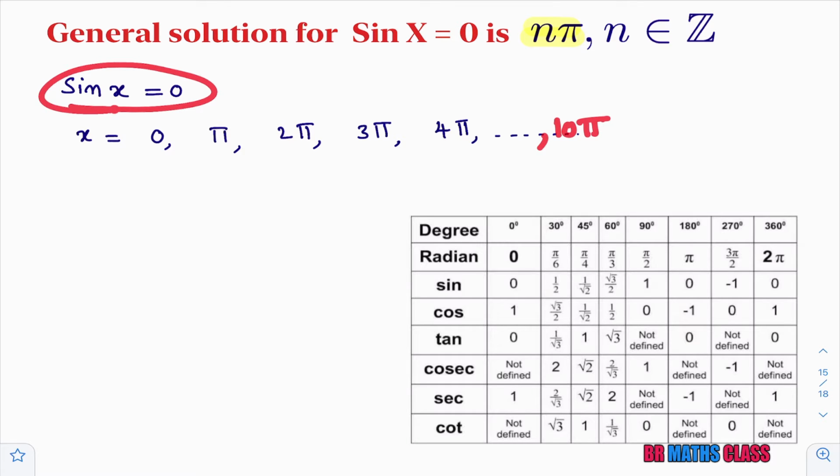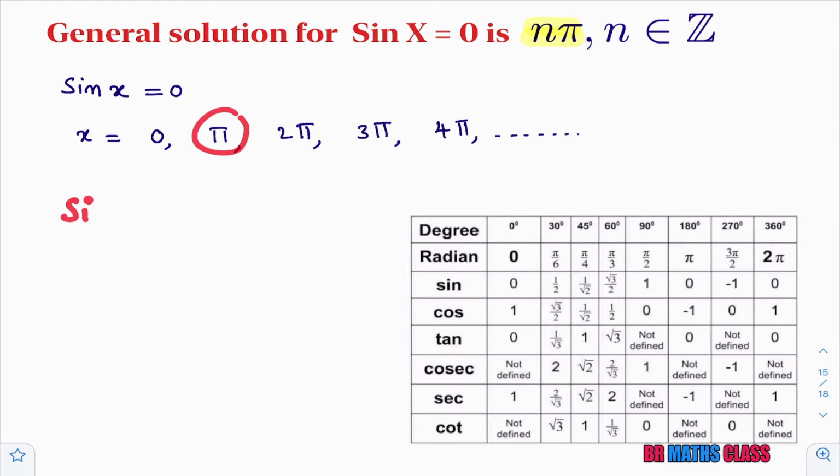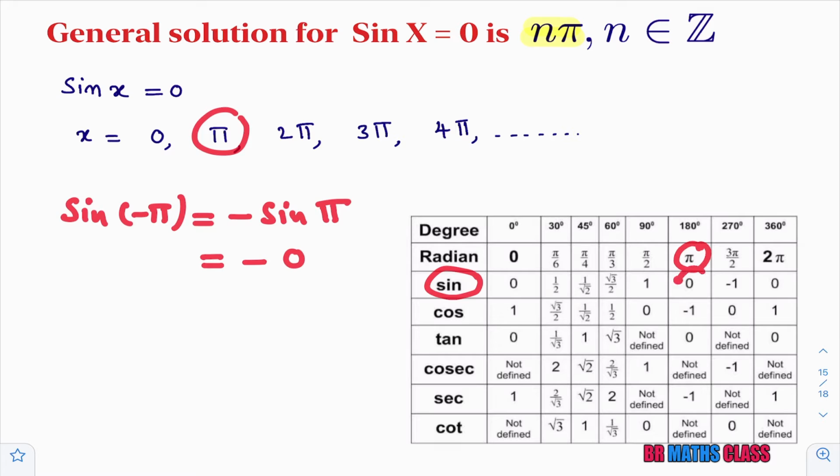Yes. What is the sin 100 pi value? Sin 100 pi value is 0. What is the sin 45 pi value? Sin 45 pi value is 0. Not only that, sin of minus pi. For example, if you try to calculate sin of minus pi, the sin of minus theta formula is minus sin theta. Sin of minus pi is minus sin pi. From the trigonometric table, you can identify that the sin pi value is 0. Minus 0 is the same as 0.